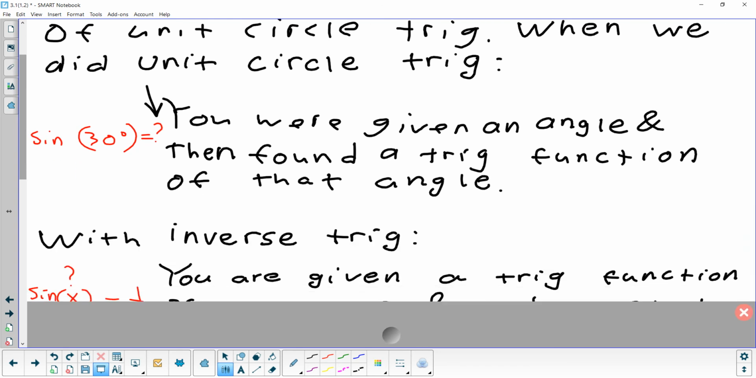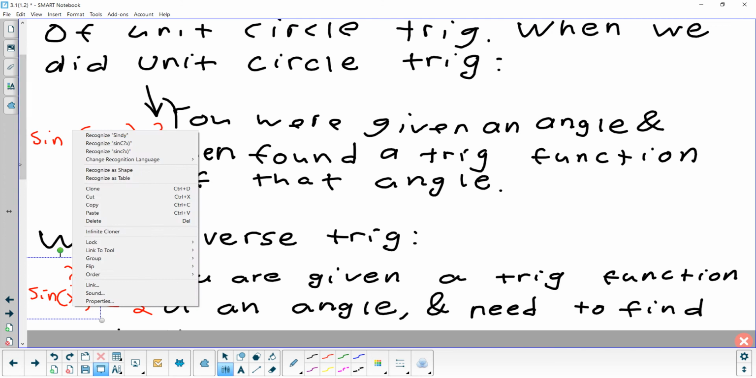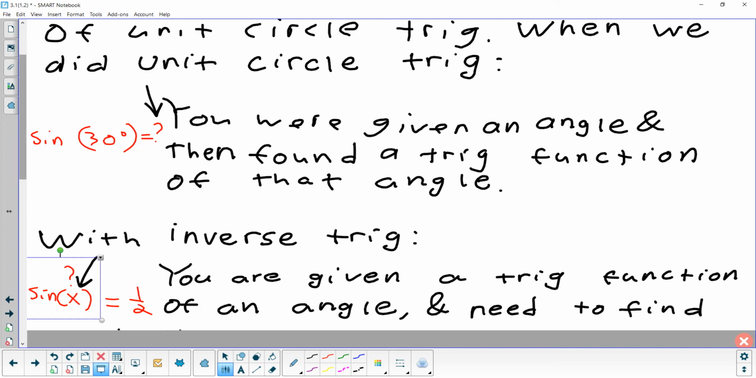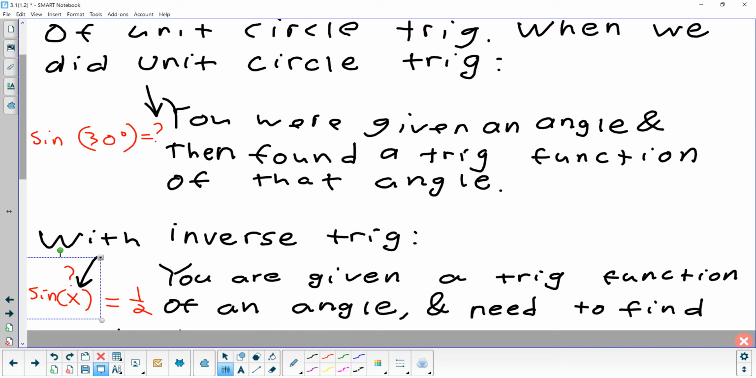This week, the question looks more like this. I'm going to tell you that the answer to the problem is 1/2. And I'm going to want you to tell me what angle you would have to plug in right there and take the sine of it and get an answer of 1/2. Right? So you're going to be solving for the angle, where last week I gave you the angle. So it's just kind of the opposite of last week.